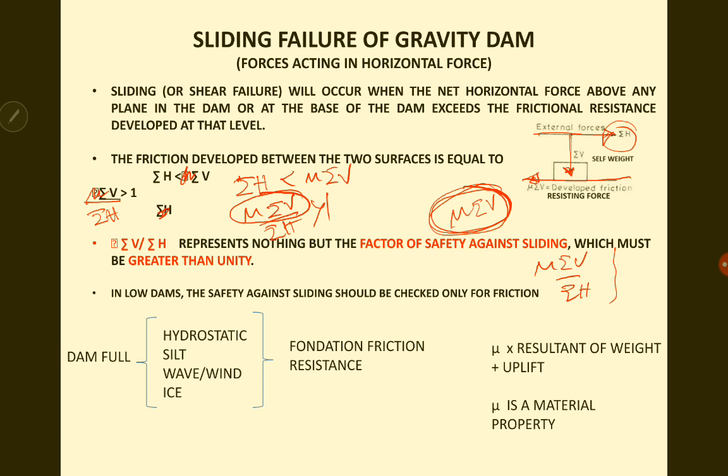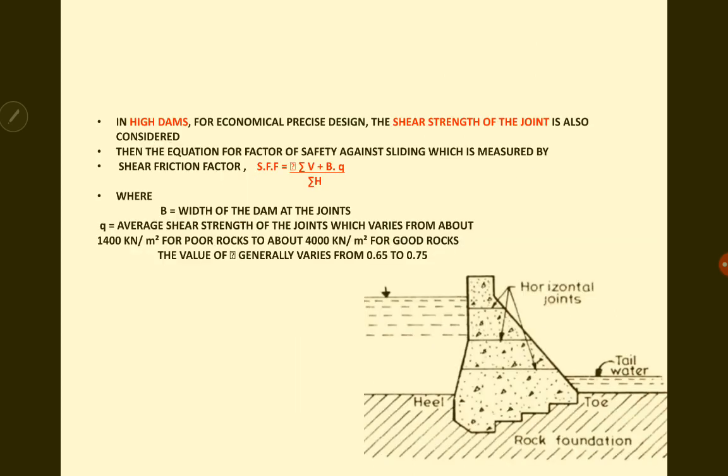Usually for low dams, you just check for the friction. But in the case of bigger dams, you have to consider the horizontal joints also. You can't just say that mu into sigma v is well within the limit, so the dam is safe. In this case, you have to check the shear strength of the joints also. So the shear friction factor, SFF, will be equal to mu into sigma v plus b into q, divided by sigma h, where b is the width of the dam and q is the average shear strength at each of these joints.